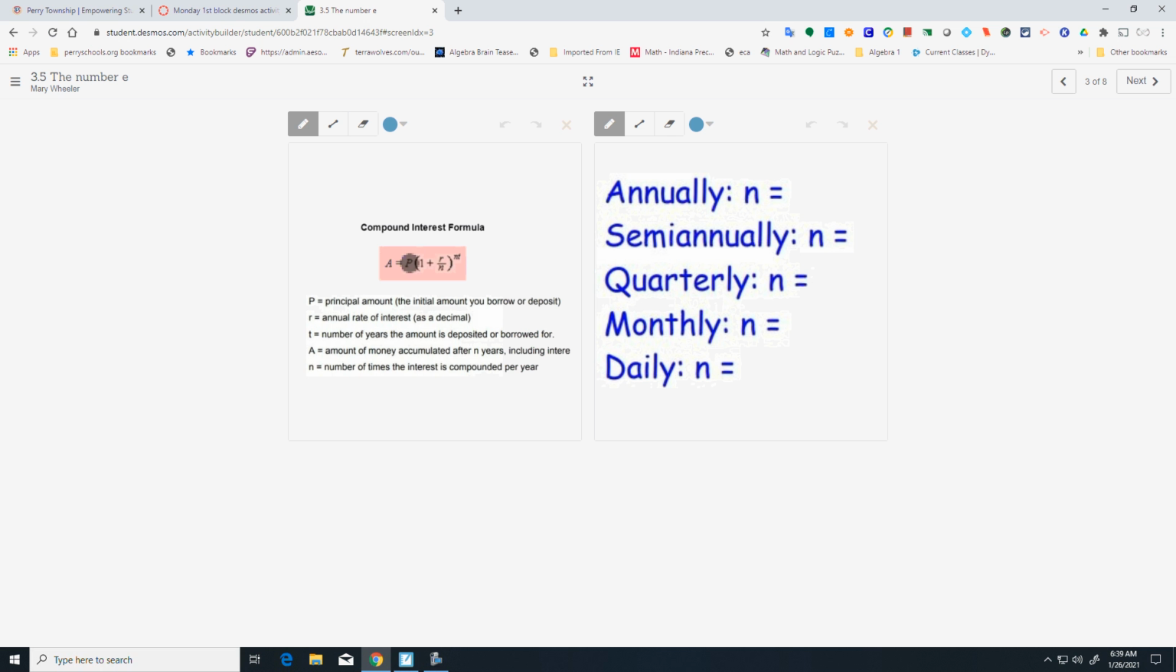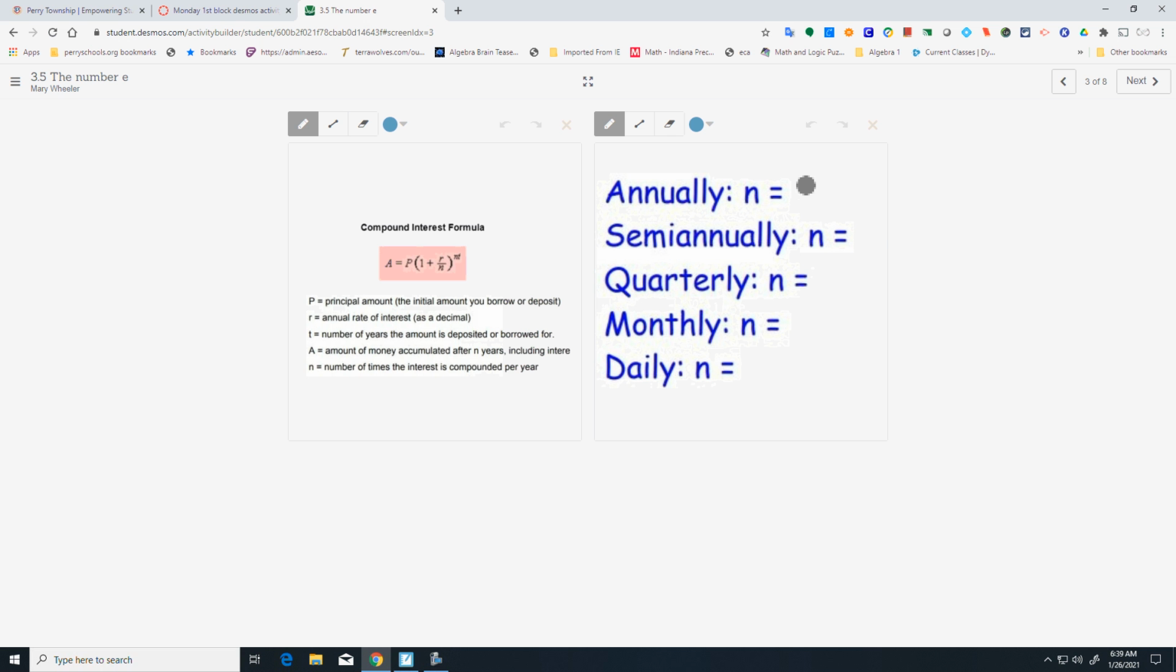A equals P times (1 plus r over n) to the nt. P is your principal, or your starting amount. r is your rate as a decimal. t is time. A is how much you end up with. n is the number of times it's compounded in a year.